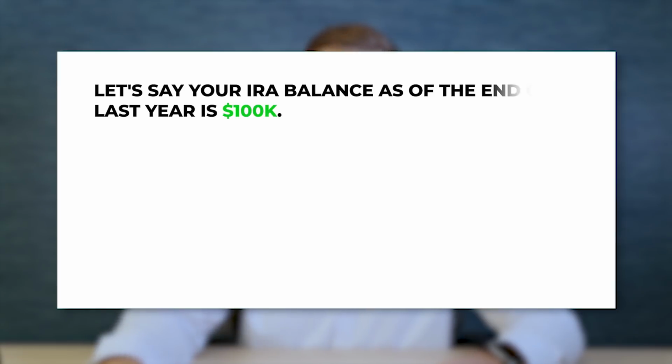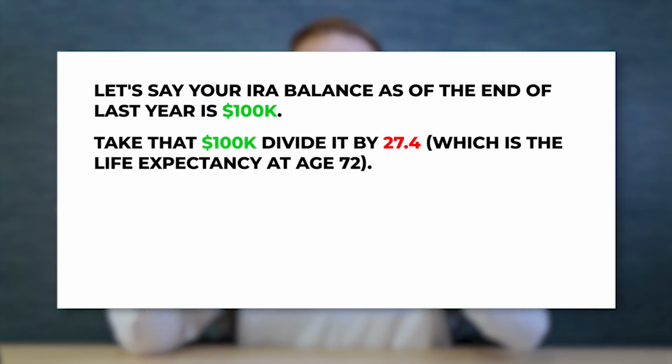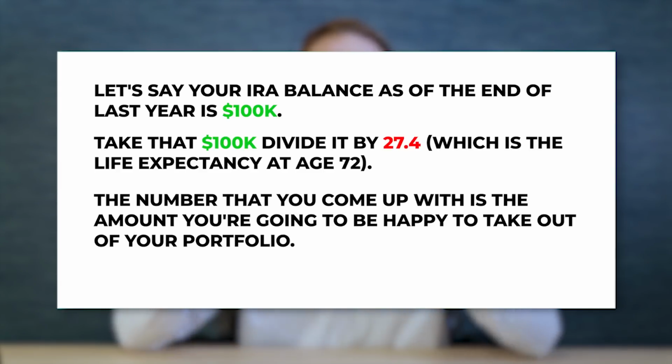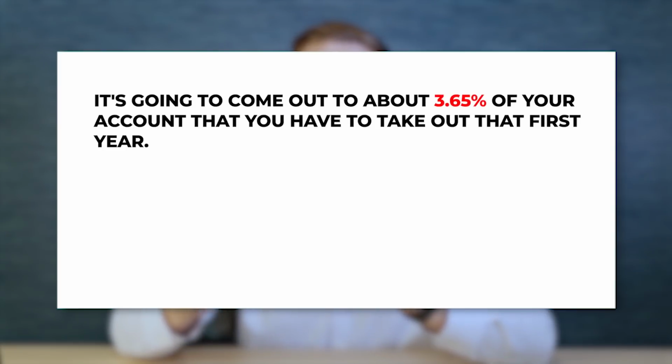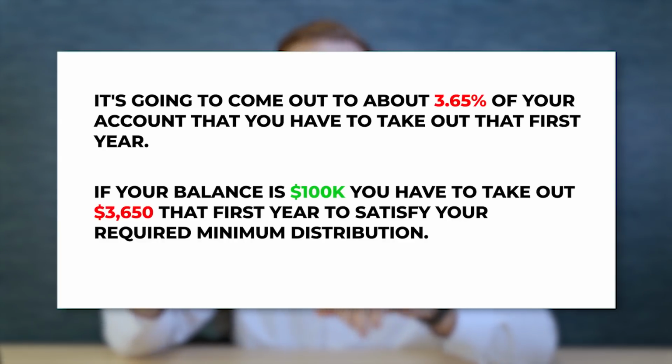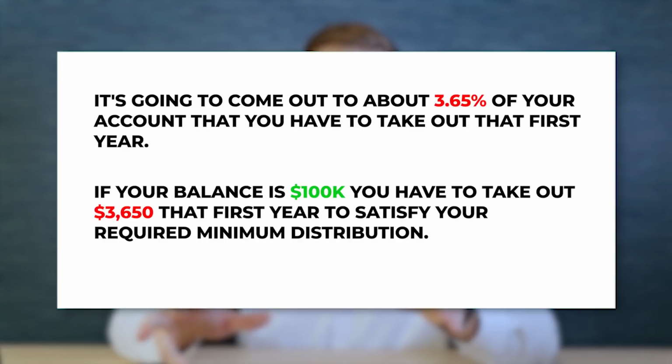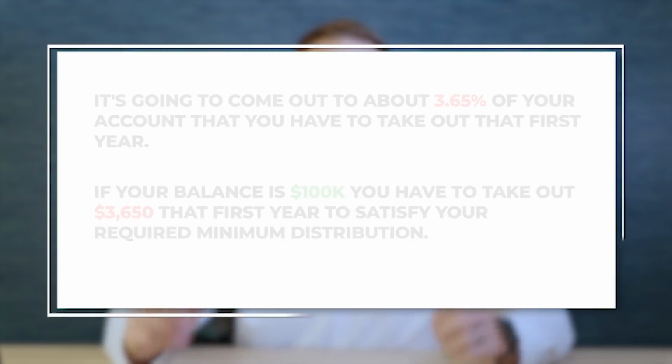So let's say your IRA balance as of the end of last year is $100,000. They're going to say take that $100,000, divide it by 27.4, which is the life expectancy at age 72, and the number that you come up with is the amount you're going to have to take out of your portfolio. To put it another way, it's going to come out to about 3.65% of your account that you have to take out that first year. So if your balance is $100,000, you have to take out $3,650 that first year to satisfy your required minimum distribution. And that's where it starts.